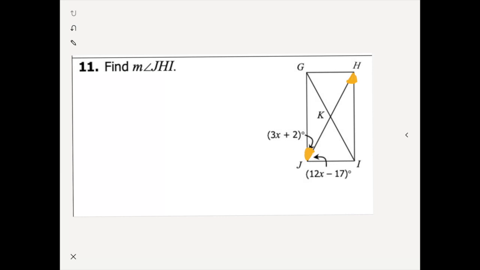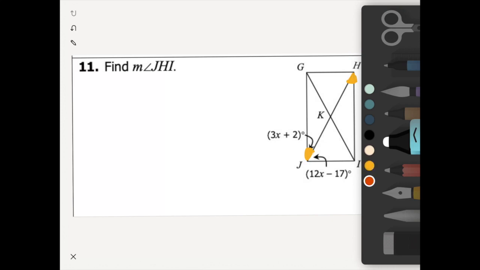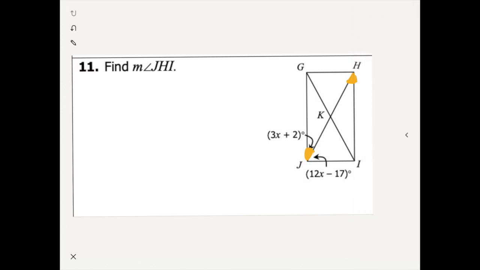But we're not going to solve that way just yet because we need to find x first. So remember, in a rectangle, we have 4 right angles. So this is a right angle, this is a right angle, this is a right angle, and so is this. So this is supposed to be a right angle. We know 12x minus 17 plus 3x plus 2. If we add these two angles together, we're going to get 90. So let's set that up. 3x plus 2 plus 12x minus 17 is equal to 90.